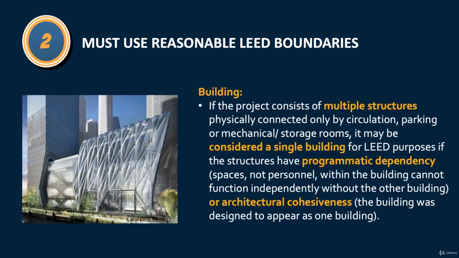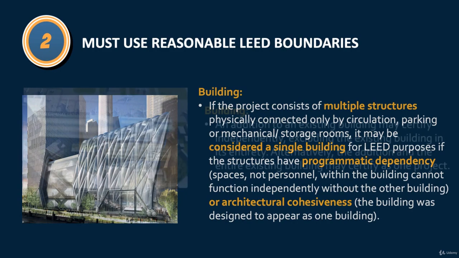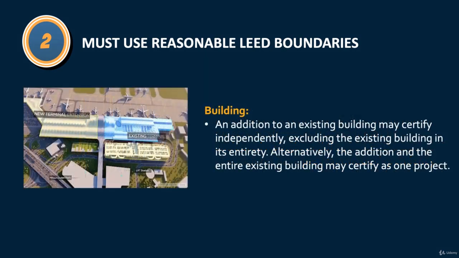If the project consists of multiple structures, physically connected, it may be considered a single building for LEED purposes if the structures have programmatic dependency or architectural cohesiveness. In other words, it appears as one building. An addition to an existing building may certify independently, excluding the existing building entirely, or alternatively, the addition and the entire existing building may certify as one project.